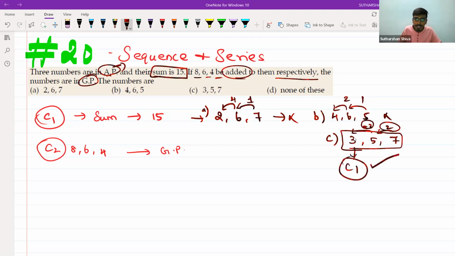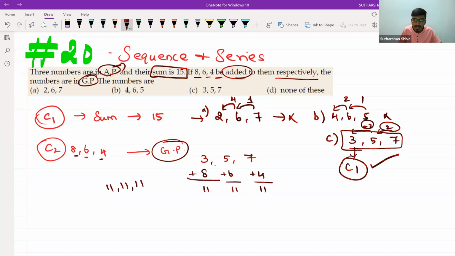Then I will check condition 2 with the option 3, 5, and 7. To this 3, 5, and 7, we add 8, 6, 4. 3 plus 8 is 11, 5 plus 6 is 11, 7 plus 4 is 11. So 11, 11, 11. They are saying it is in GP. Yes, it is in GP.